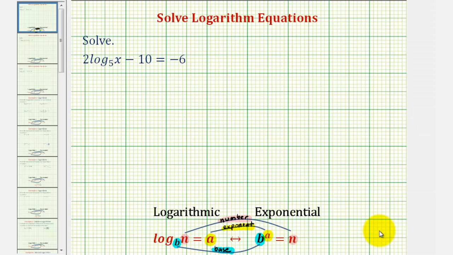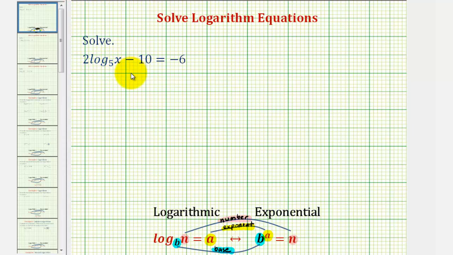Now we'll look at three examples of solving log equations. In general, to solve a log equation, we want to isolate the logarithm and then write the log equation as an exponential equation using our definition below. So for this first example, we want to isolate log base 5 of x.